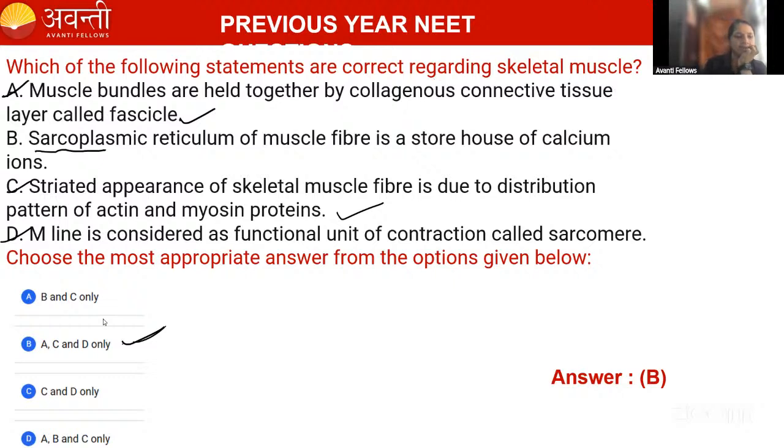The correct answer is A, B, C, not B, right? Sorry. The correct answer is A, B, C. Which line is interacting?